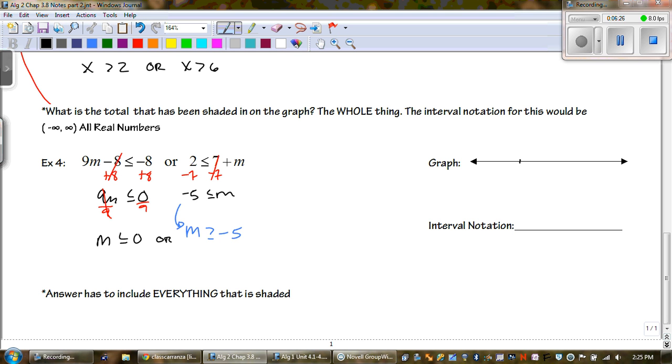So there's negative 5, there's 0. Oh, we should rewrite this. So m is greater than or equal to negative 5, or m is less than or equal to 0, because we want them in order from the lowest to the highest. At negative 5, I am closed, and I'm shading everything that's greater. At 0, I am also closed, but I want to shade everything to the left. Once again, they're talking about everything. So that's the graph, and the interval notation is negative infinity to positive infinity.